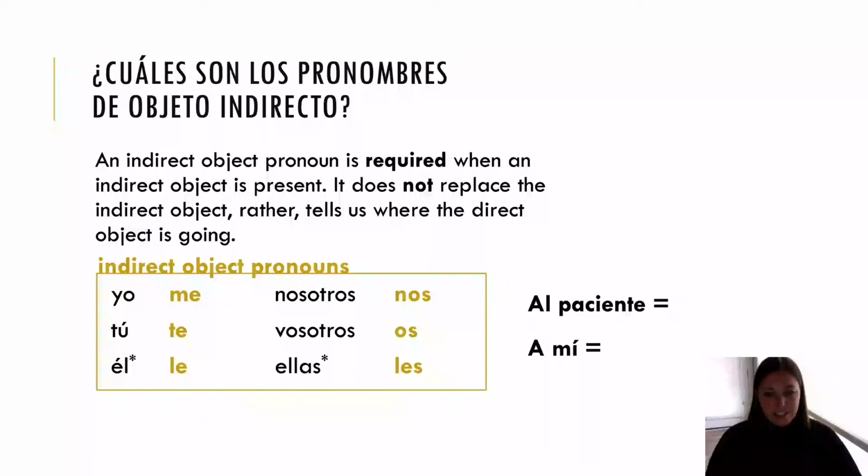So we have al paciente y a mí. The indirect object pronoun for al paciente is le, and the indirect object pronoun for a mí is me.